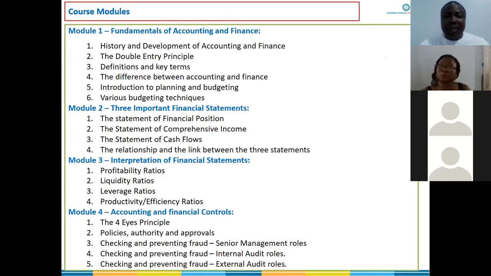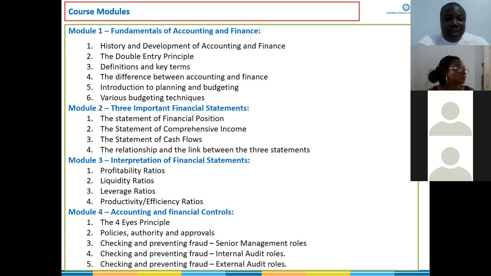Okay, so let's look at the modules. We have 4 modules in the course. So module 1, fundamentals of accounting and finance. This is what we are treating today. We shall look at the history and development of accounting and finance. We shall look at the double entry principle, then the definition and key terms. We will look at the difference between accounting and finance. Then we are going to look at the introduction of planning and budgeting, and then we will look at the various budgeting techniques. This will be sufficient for today.